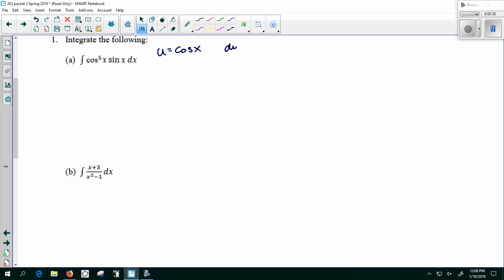which means that du dx is negative sine x. And I'm going to solve for the dx here. So dx is du over negative sine x. And then I'm going to go back to my integral and substitute in all my u's. So cosine to the 5th becomes u to the 5th. And then copy the sine x, and then replace the dx with du over negative sine x.